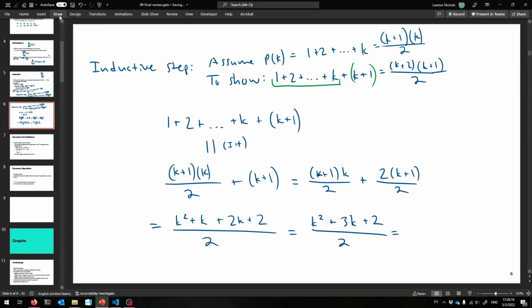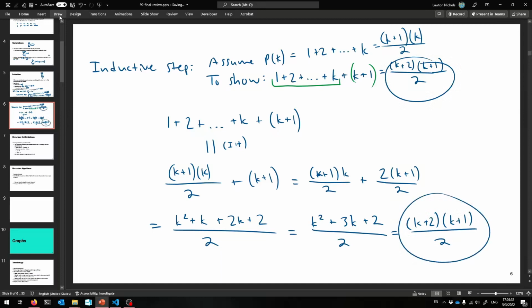And if you remember your FOIL rule, this expands, or it factors if you do it in reverse, to k plus 2 times k plus 1 over 2. And what do you know? That is exactly what we needed to show.